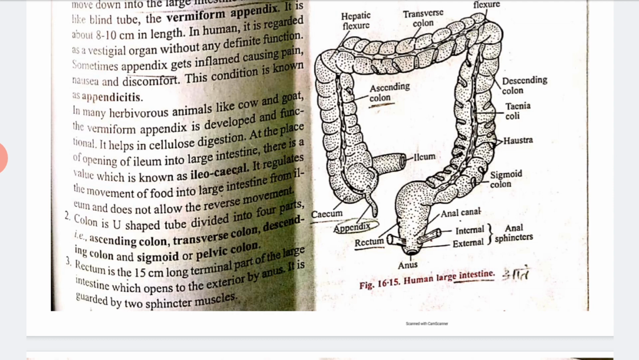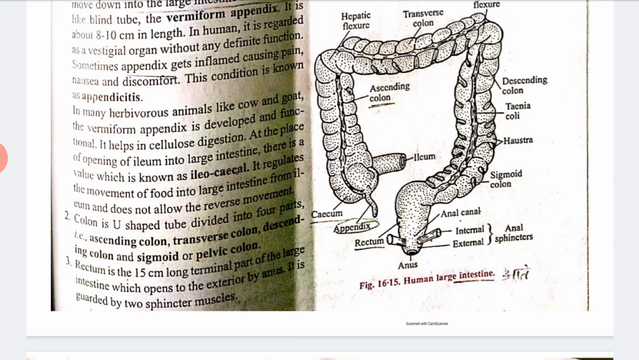Now let's talk about the rectum. This is the last and end part of the large intestine. The rectum is 15 centimeters long, the terminal part of the large intestine, which opens to the exterior by the anus. It is guarded by two sphincter muscles.